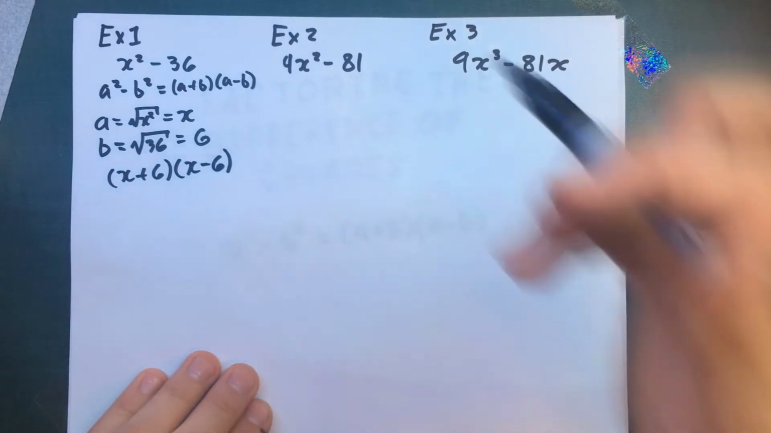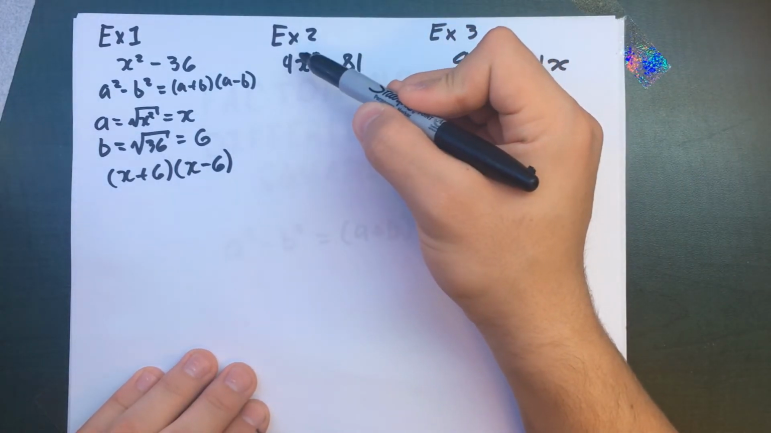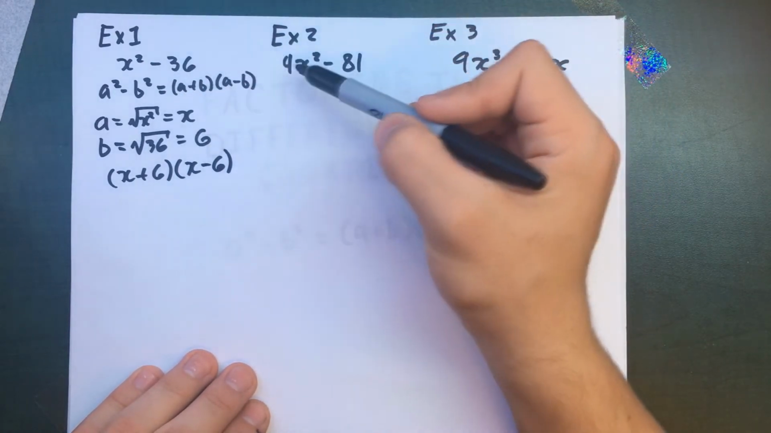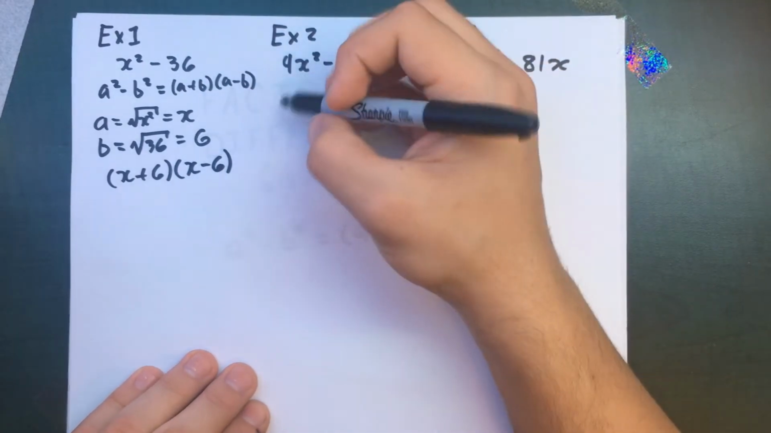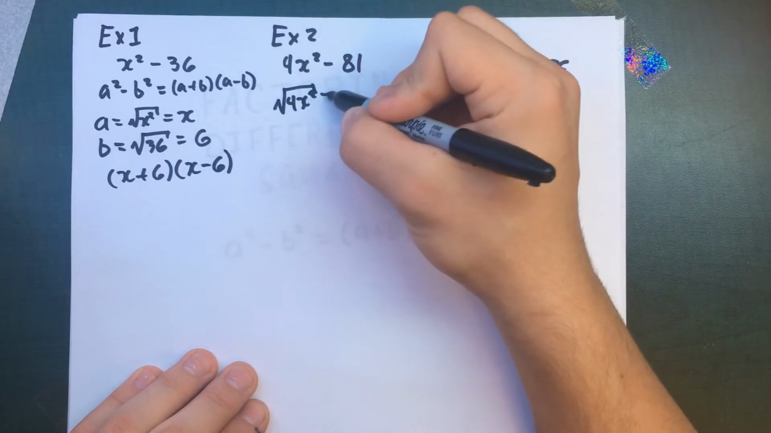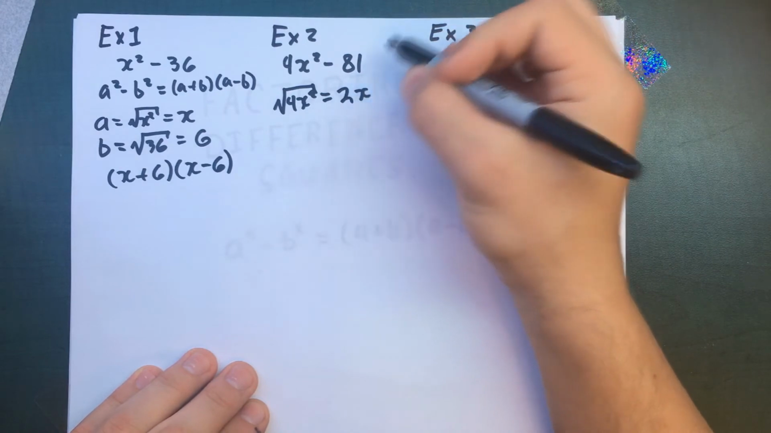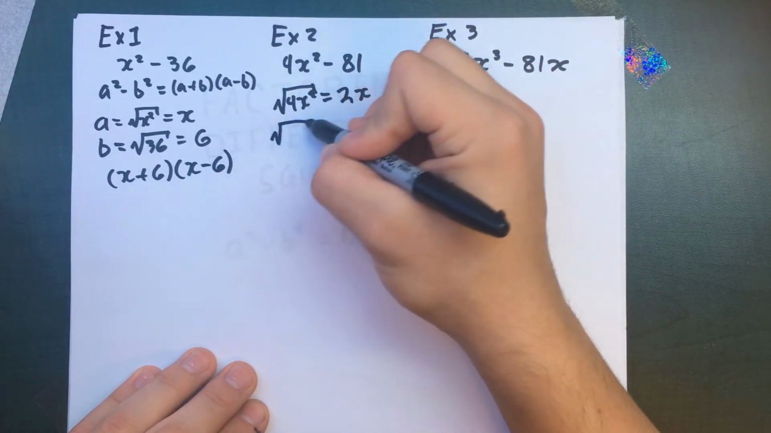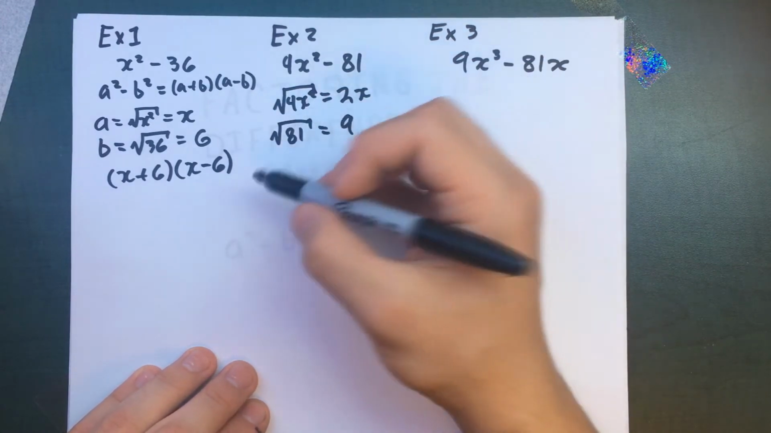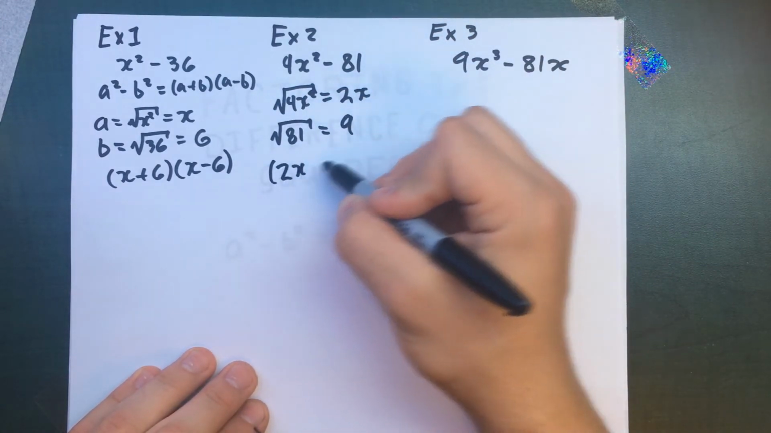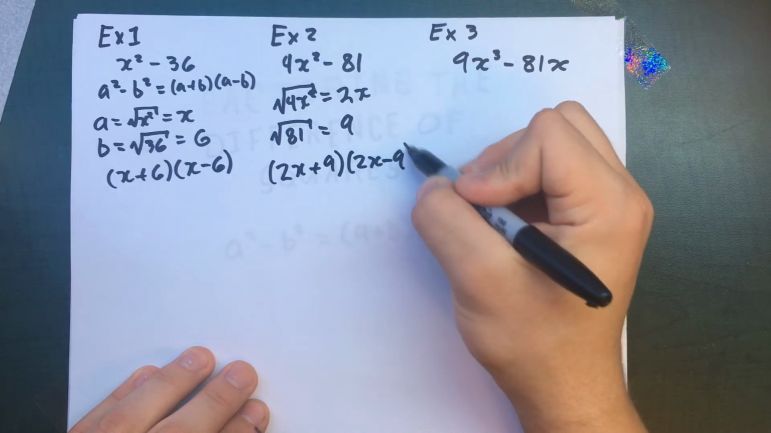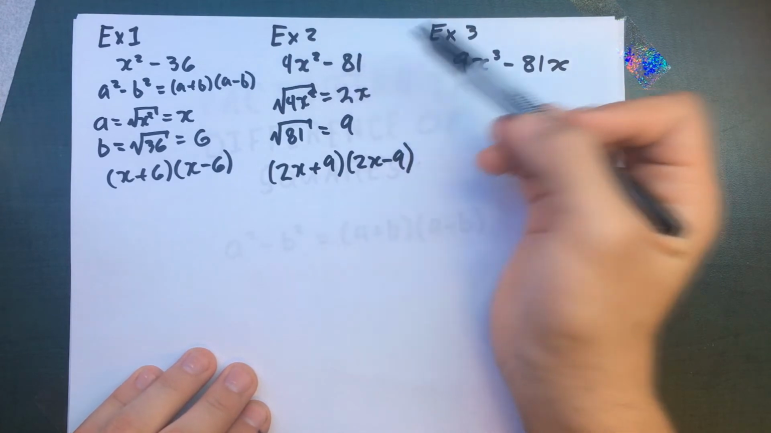Having a look at example 2, we can see that our first term is 4x squared subtract 81. So we know that a squared is equal to 4x squared. So to solve for a, we take the square root of 4x squared, which is equal to 2x. And to solve for b, we take the square root of 81, which is equal to 9. We put it in the second part of our formula. We'll see that 2x plus 9 times 2x subtract 9 is equal to 4x squared subtract 81.